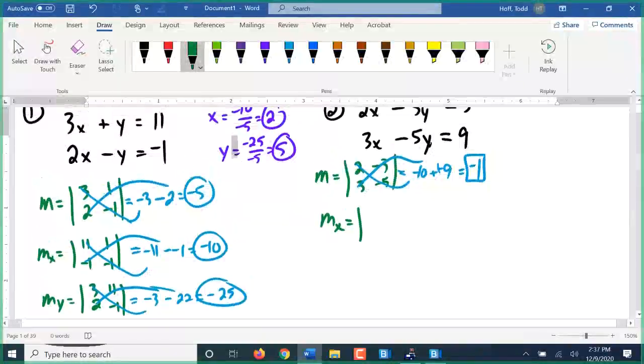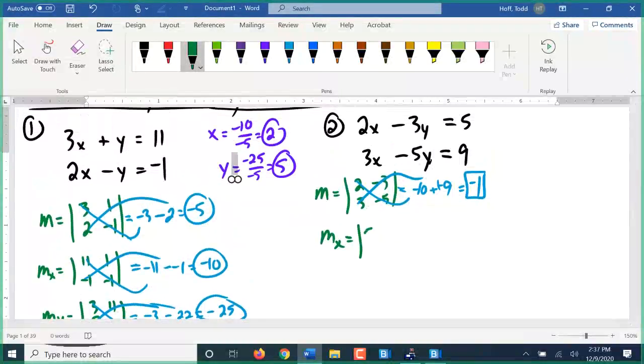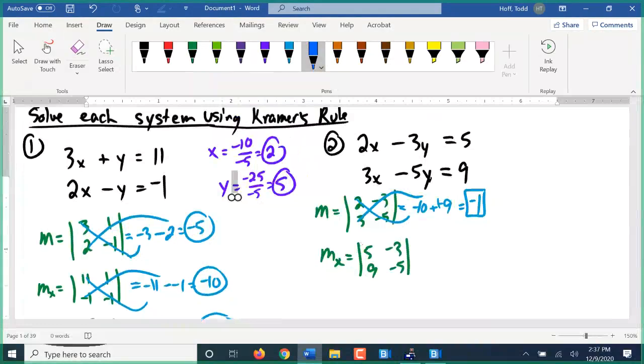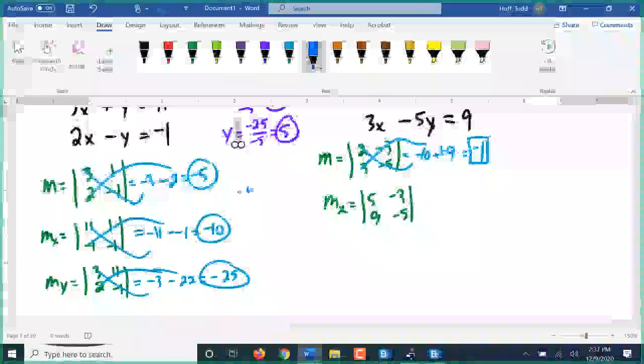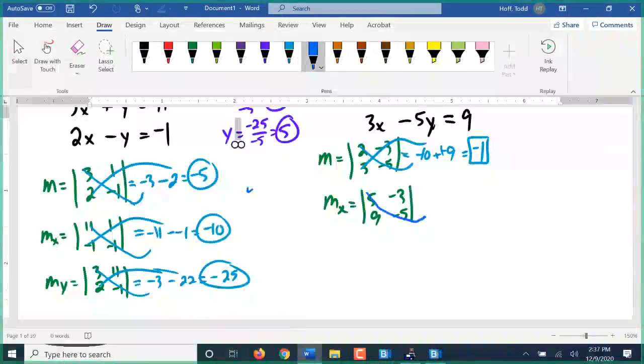Yep. So for the X matrix, we got 5 and 9, -3 and -5. Do our determinant there. 5 times -5 is a -25, minus 9 times -3 is a -27. So that's plus a +27, which will be a +2.